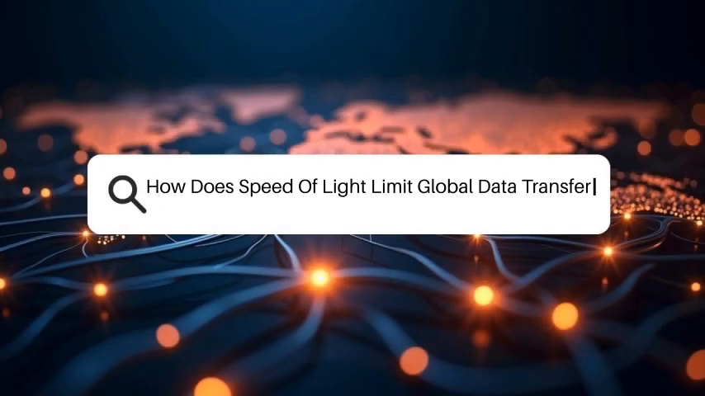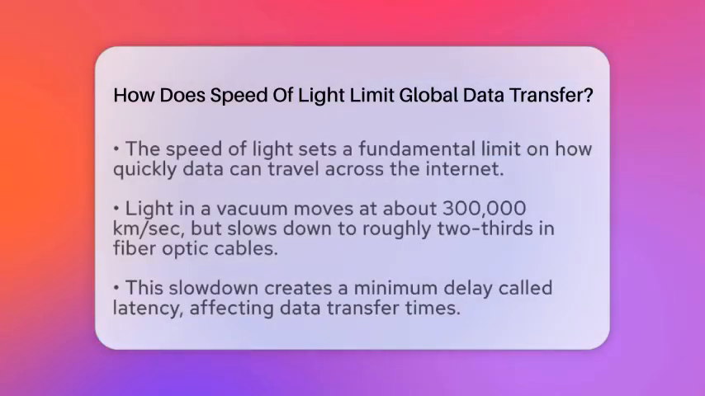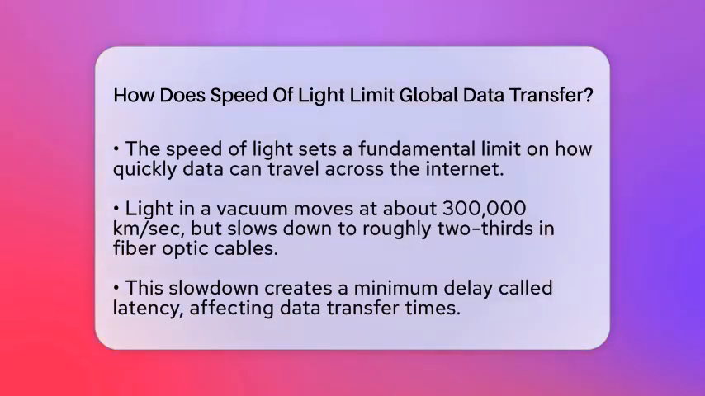How does speed of light limit global data transfer? Imagine trying to send a message across the world and knowing that no matter how fast your internet is, there's a hard limit on how quickly that message can arrive. That limit is set by the speed of light.